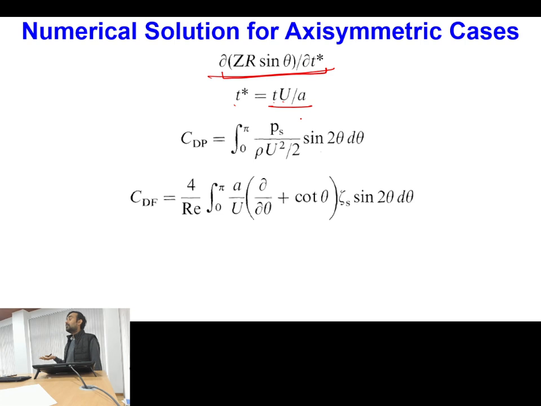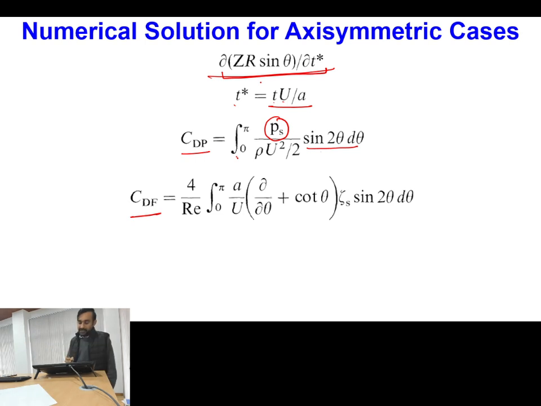And of course, once you know the values of psi and omega, then you can calculate the value of the pressure field. So if you know the pressure field, then what can you calculate? You can calculate the coefficient of form drag and the coefficient of viscous drag, because if you know psi and omega, you can calculate the pressure field. Once you know the pressure field, if you integrate the surface pressure over sine 2 theta d theta from 0 to pi, you will get nothing but your drag coefficient for form drag.